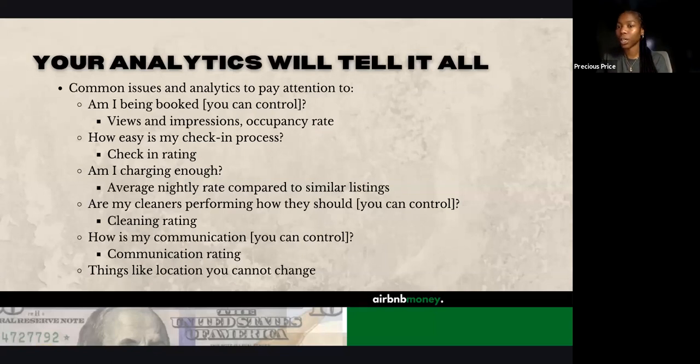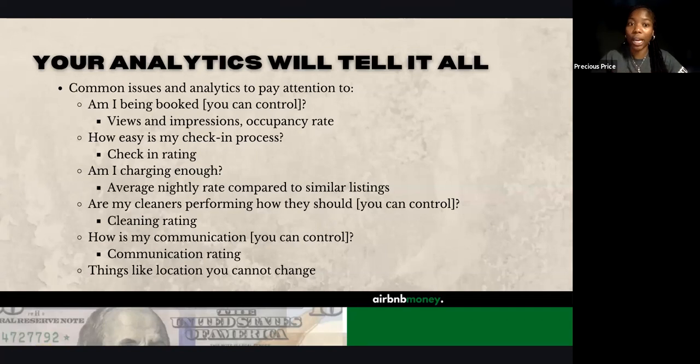That this is the particular analytic that I need to be looking at, or the particular piece of data I need to be looking at, to figure out, okay, what's going wrong. So if you're questioning, okay, am I being booked, right? This is one that you can control. Am I being booked enough? Or how am I being booked, right? You need to then look at your views and impressions, and pretty much your occupancy rate. So your occupancy rate as well.